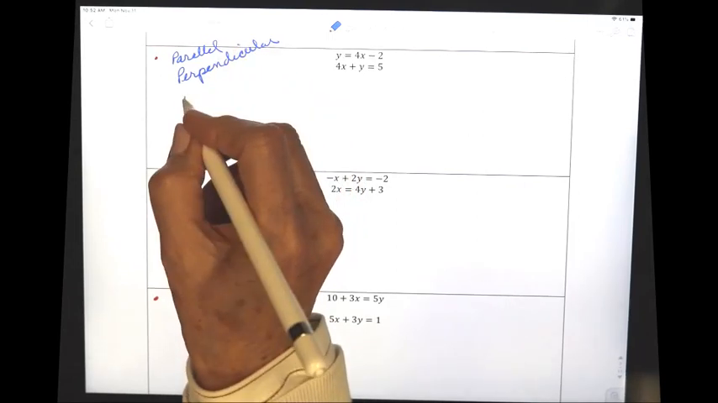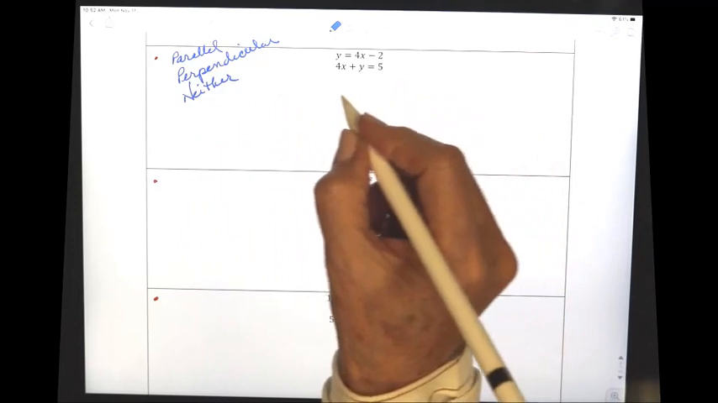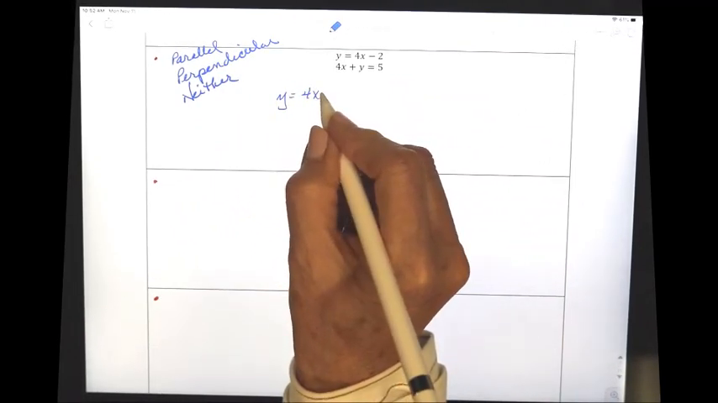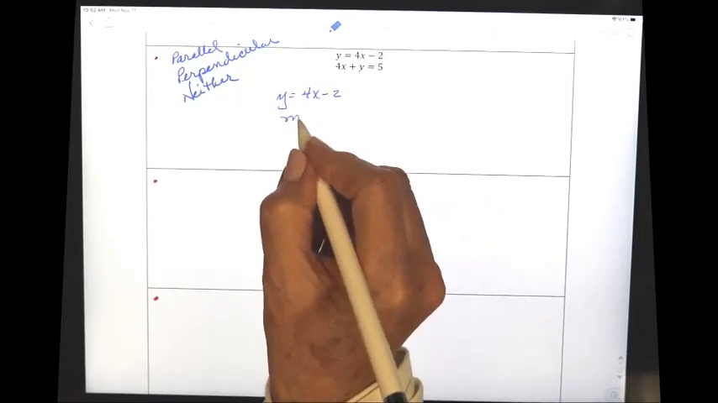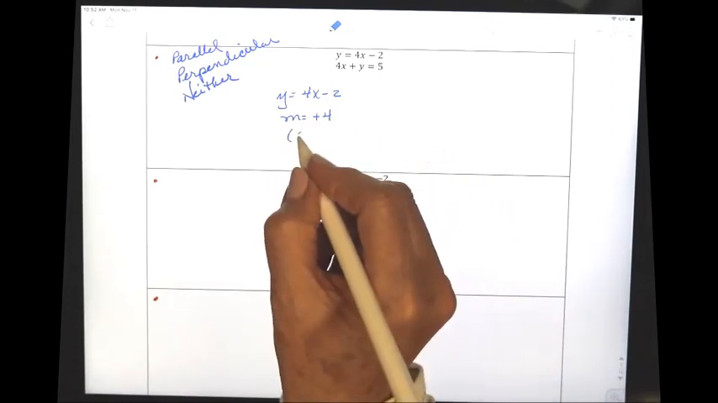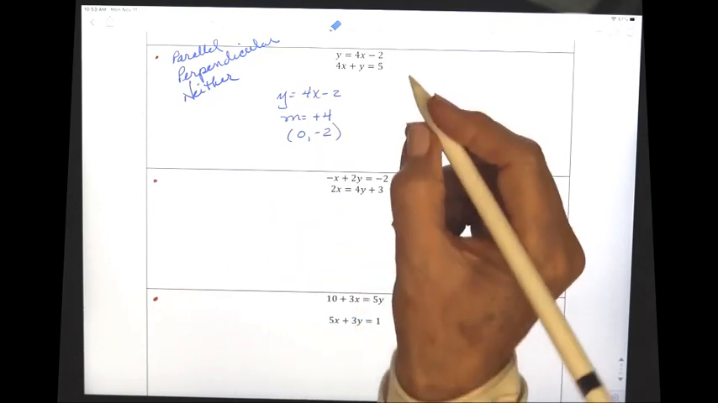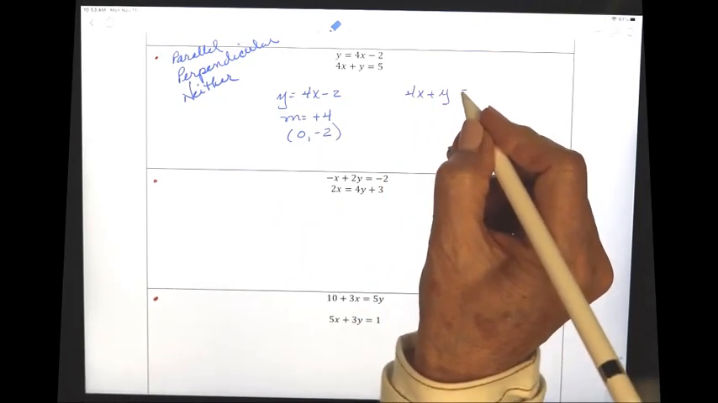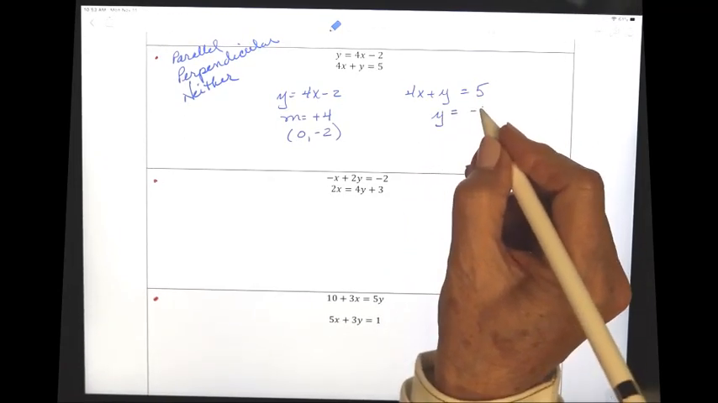So we need to look at the slope of each line. And on this first one, let me write it down. I can see that the slope of this line is equal to +4. I can see that the y-intercept on this line is at -2. On the second line, second equation, I can't tell you that information yet. I have to get y by itself.